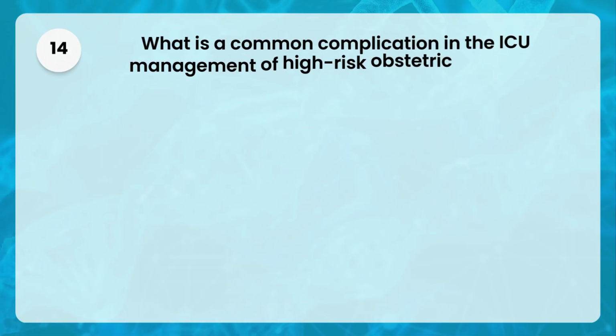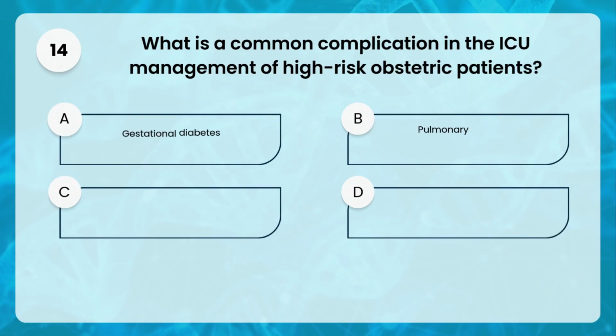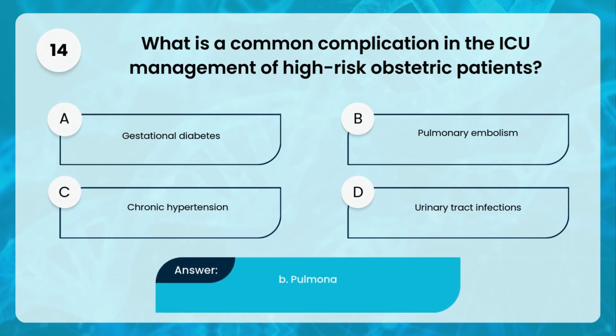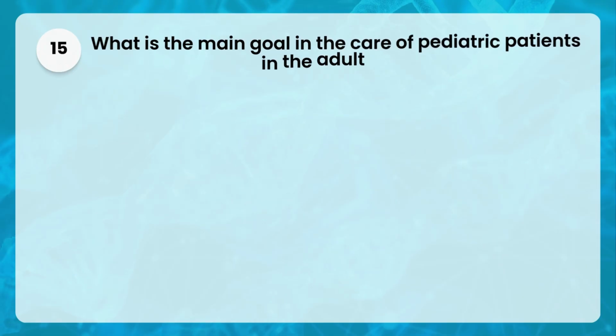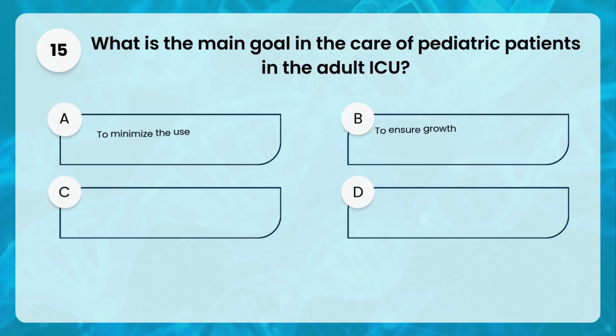Number 14. What is a common complication in the ICU management of high-risk obstetric patients? A. Gestational diabetes. B. Pulmonary embolism. C. Chronic hypertension. Or D. Urinary tract infections. The answer is B. Pulmonary embolism.